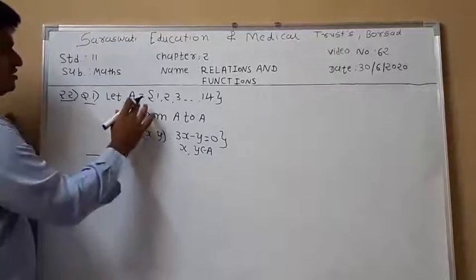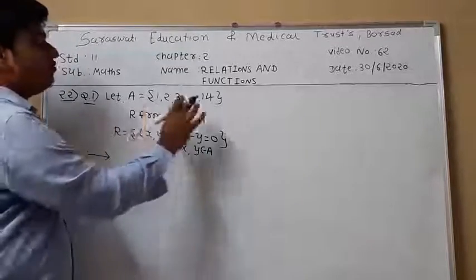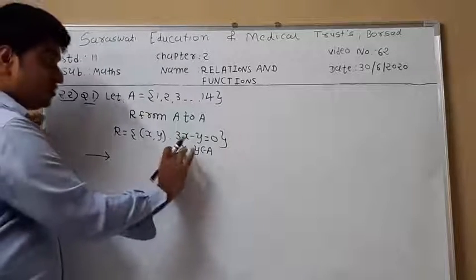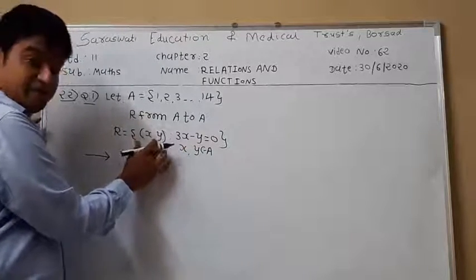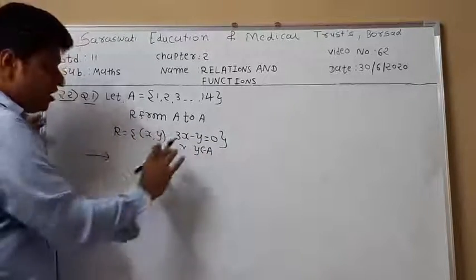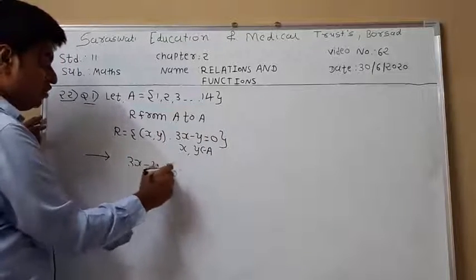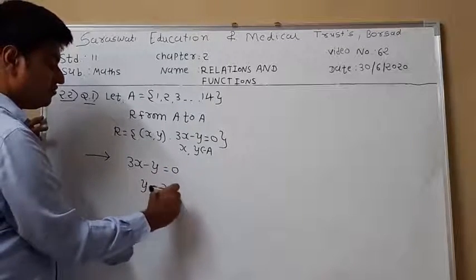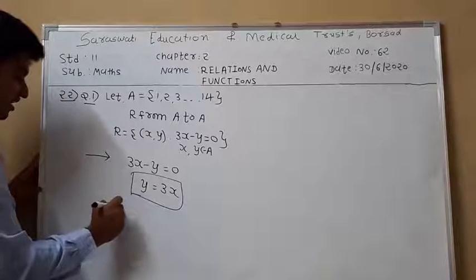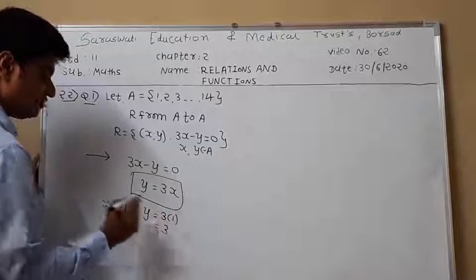So here in set A, total how many elements are present? Total 14 elements are present in set A. Now here the equation condition is present, and our ordered pair x and y form is present. Both these elements are in set A, and the condition is 3x minus y is equal to 0. So we can write y is equal to 3x, right? Now suppose x is equal to 1. So y is equal to 3 into 1, that means 3.